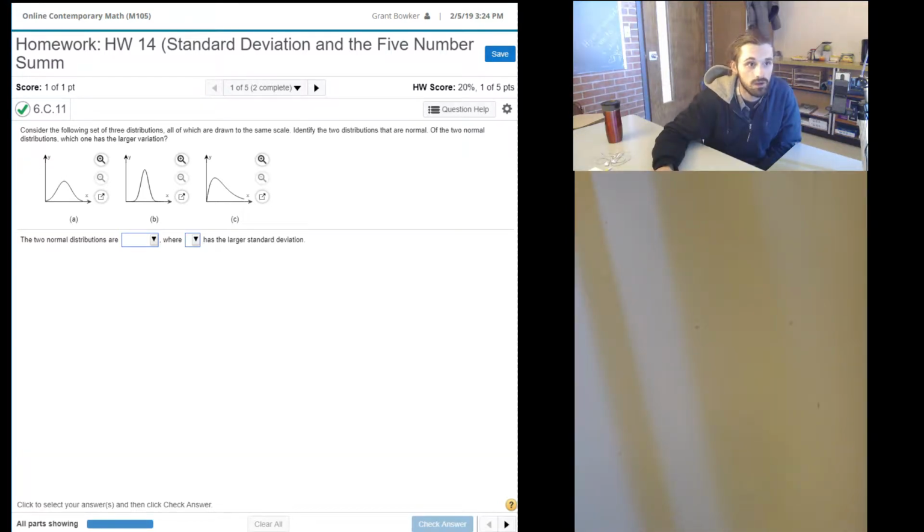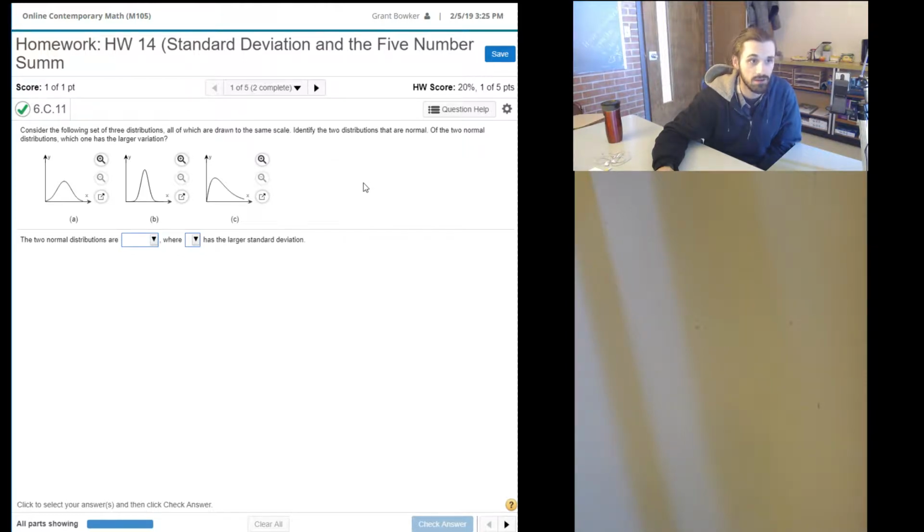Okay, so homework 14, standard deviation and the 5-number summary. The standard deviation is getting at how widespread a data set is. The smaller the standard deviation, the less spread out the data is. The larger the standard deviation, the more spread out of a data set we have. The 5-number summary will hit when we go over problem number 3.